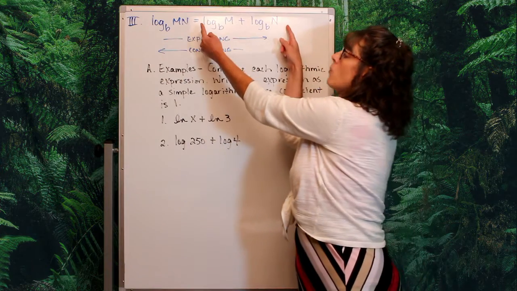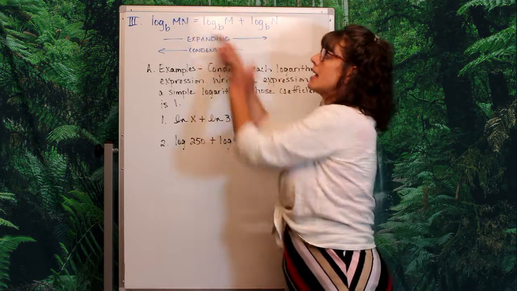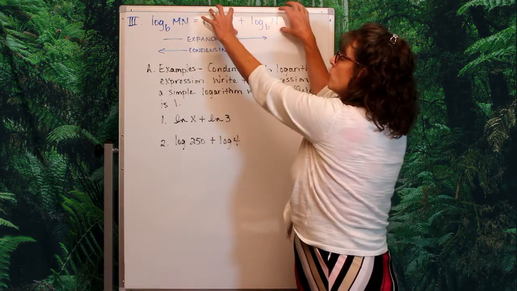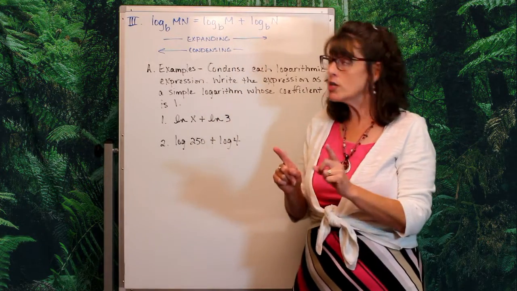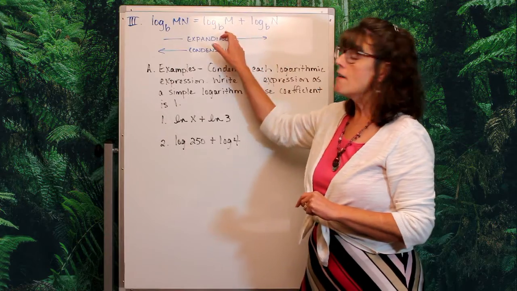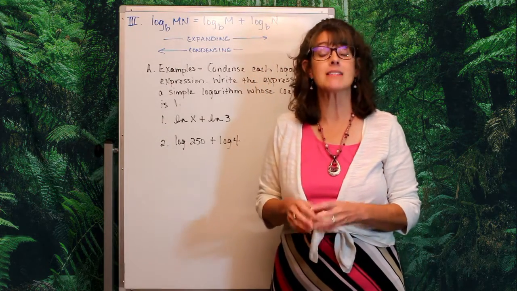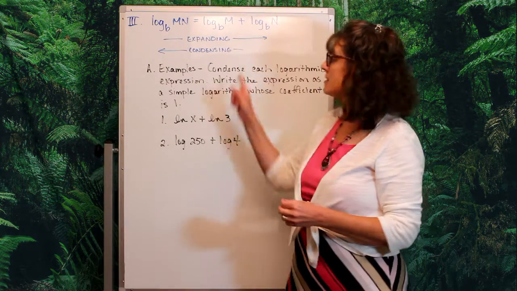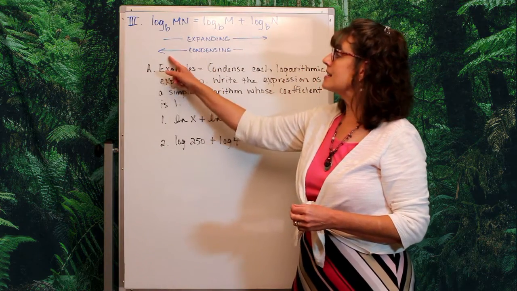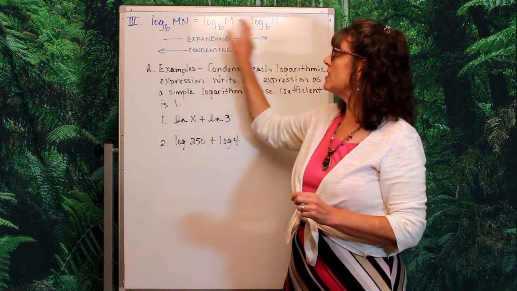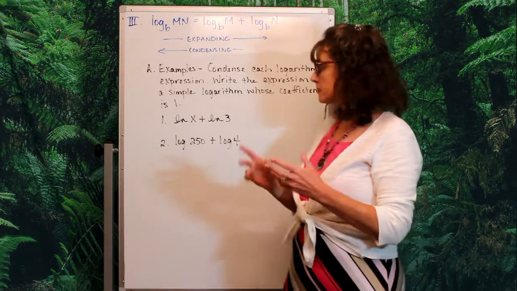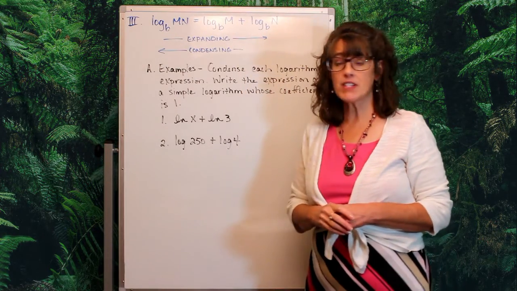Or I can take what is already expanded and I can condense it. So if I have two logs that are separated and they're put together by addition, notice though, same base. Very important that they have the same base. If they do have the same base, then I can condense it and say I'm going to put it under one base, and I'm going to multiply these two factors together. So let's take a look at a couple of examples of that.